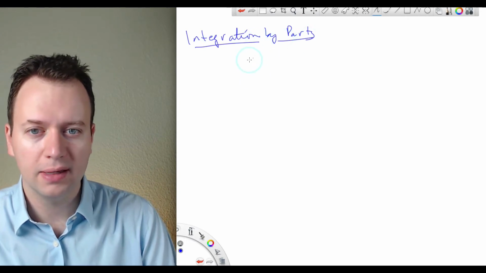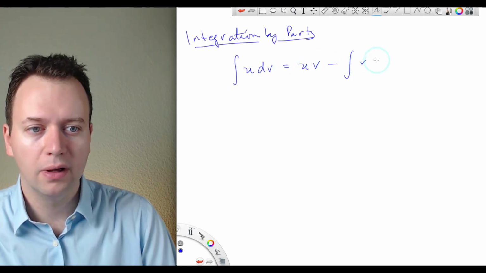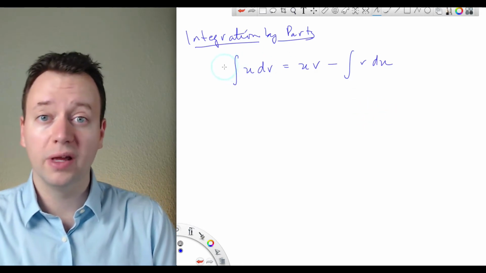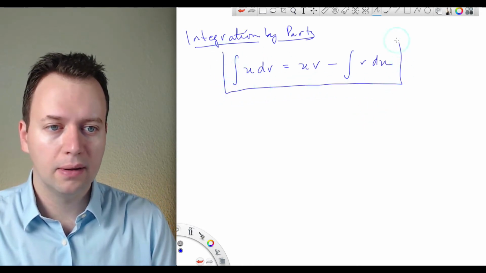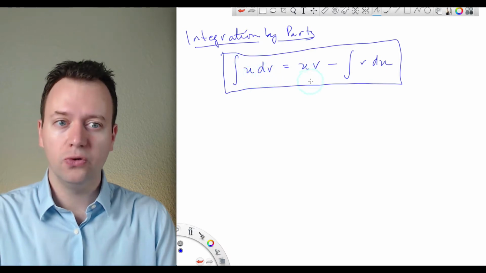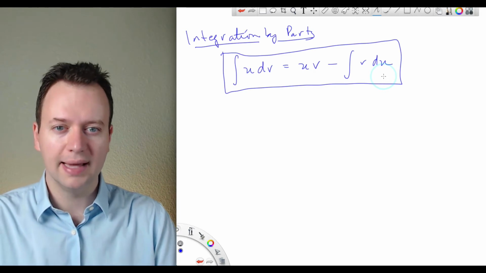The formula is the following. The integral of u dv is equal to uv minus the integral of v du. So this is the main formula that you should know. Integral u dv equals uv minus the integral of v du. And we'll see how this works when we discuss the examples.